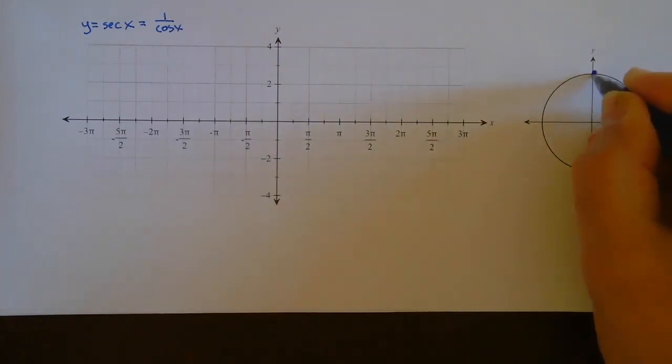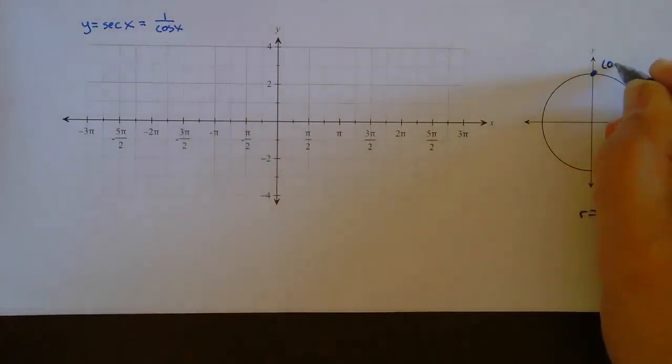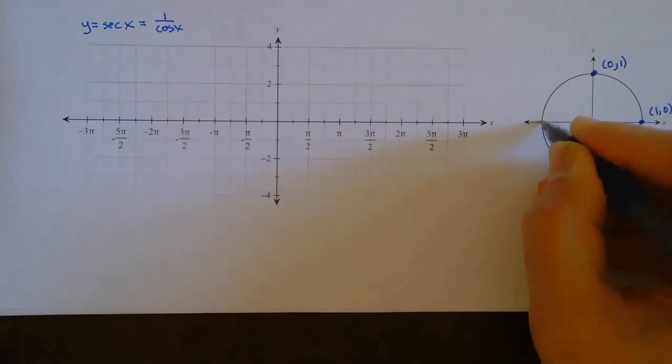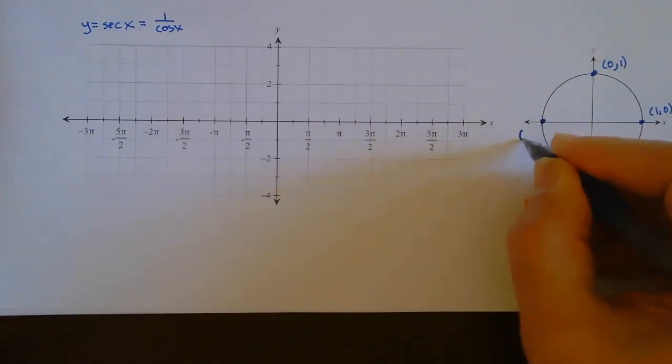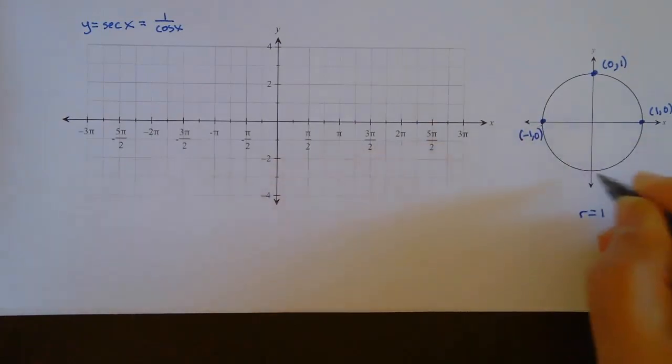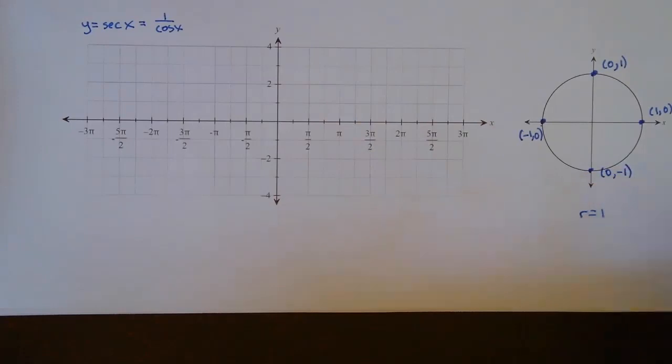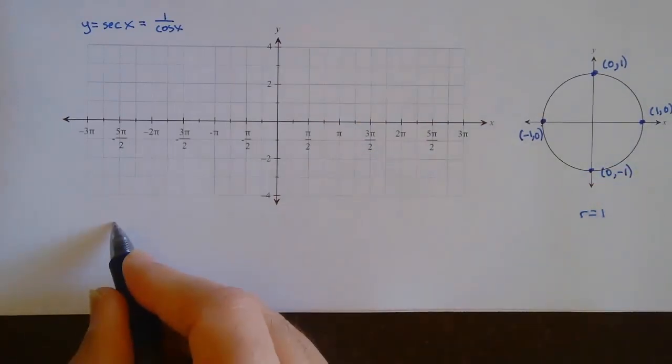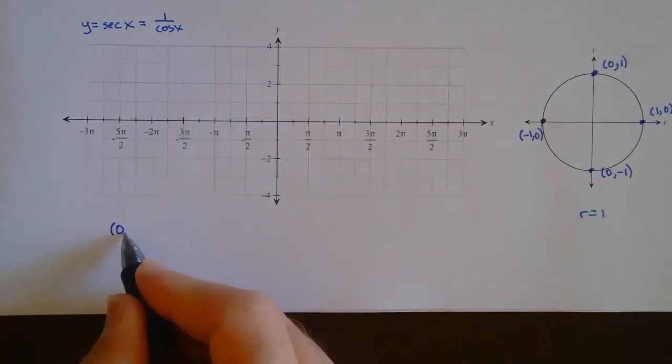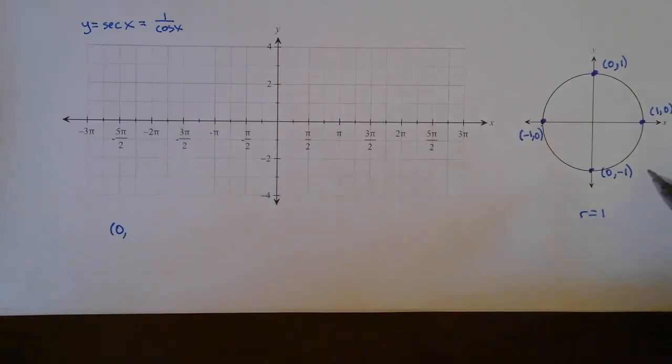At angle 0, this would be 1, 0. At pi over 2, it'd be 0, 1. At a rotation of angle pi, that would put you at negative 1, 0. 3 pi over 2 would put you at 0, negative 1. Okay? So what happens when I do angle 0? I'm finding the secant.